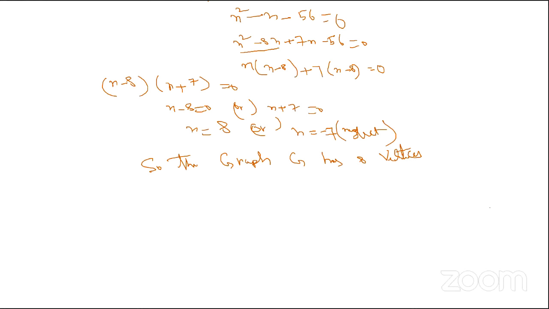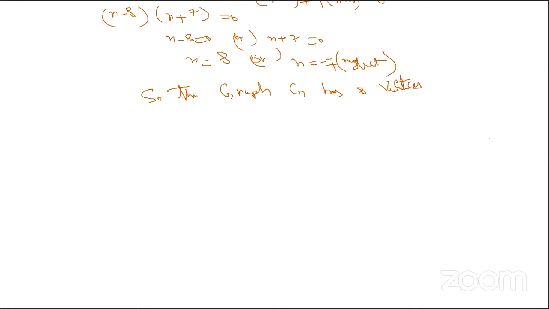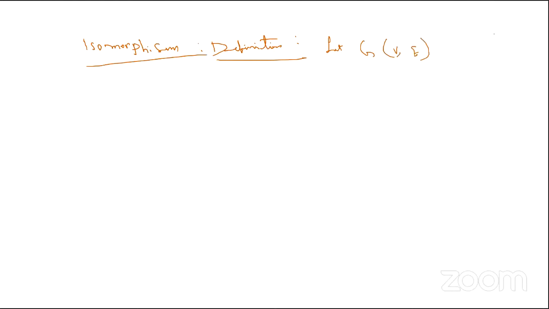Isomorphism. Definition of isomorphism. Let G(V, E) be a graph.